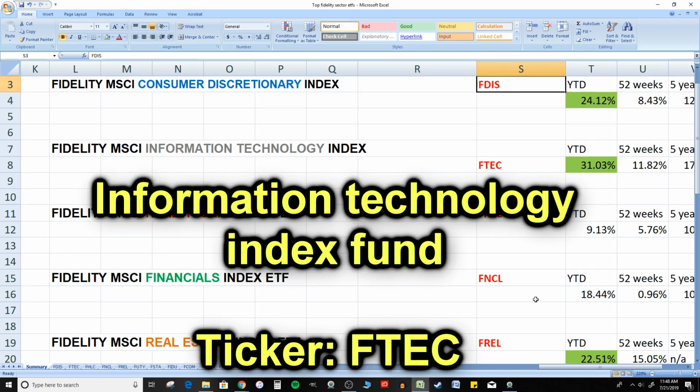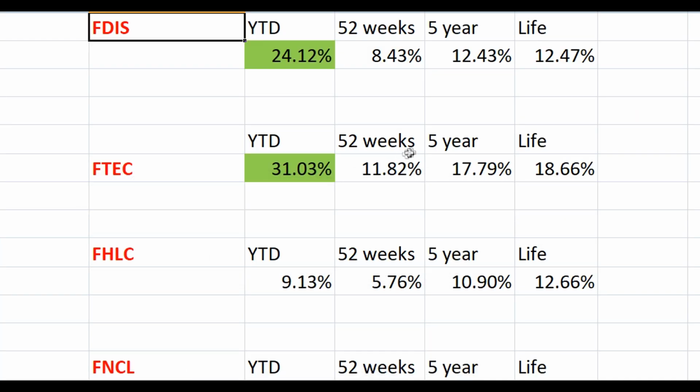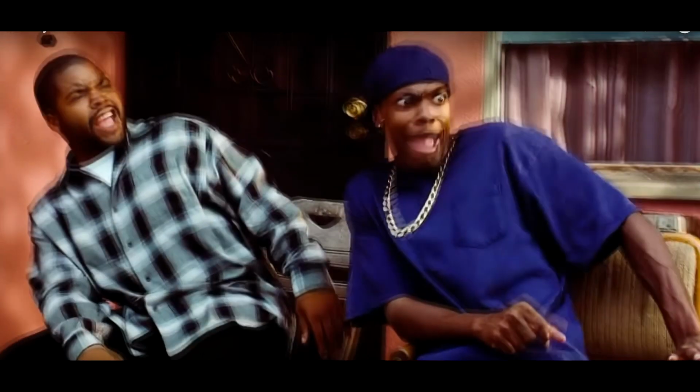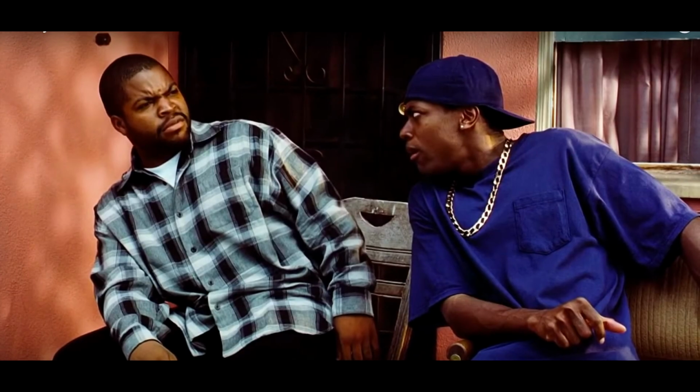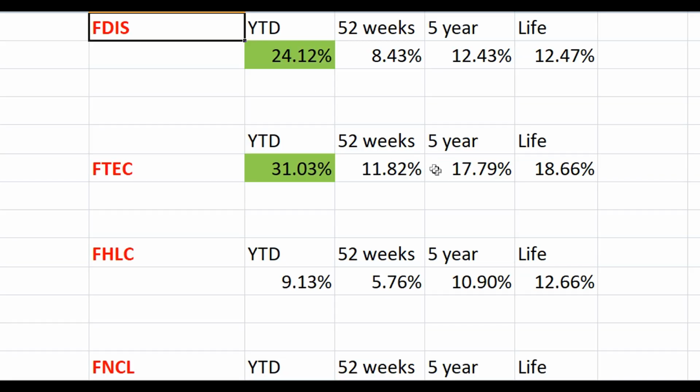The next sector fund I want to look at is the Information Technology Index. Information Technology Index has excelled this year, ladies and gentlemen, at 31%. Dang. 52-week return is about 12%. 5-year return average is about 17% per year. Lifetime is about 18%.